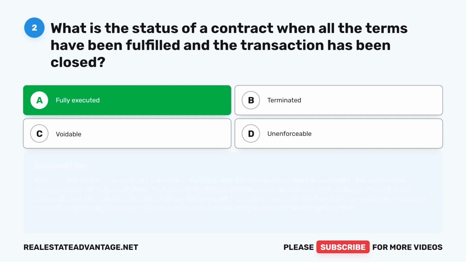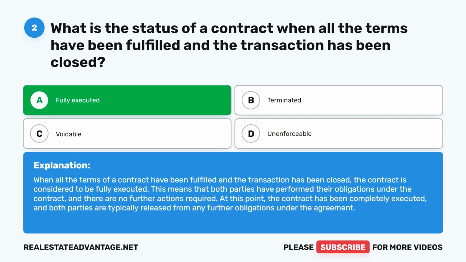Fully executed. When all the terms of a contract have been fulfilled and the transaction has been closed, the contract is considered to be fully executed. This means that both parties have performed their obligations under the contract and there are no further actions required. At this point, the contract has been completely executed and both parties are typically released from any further obligations under the agreement.